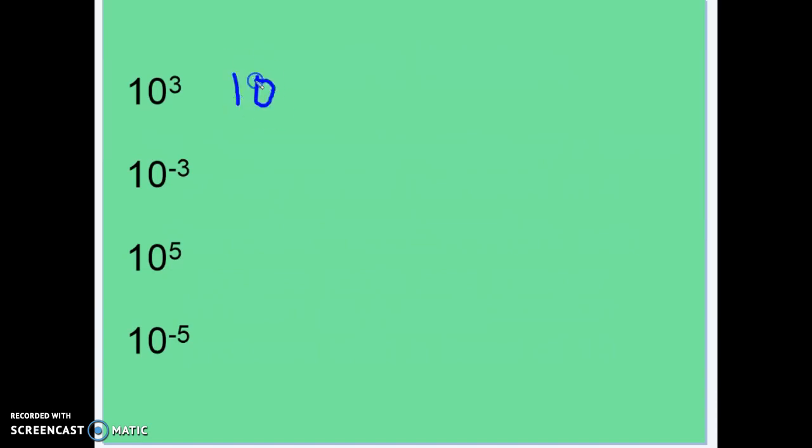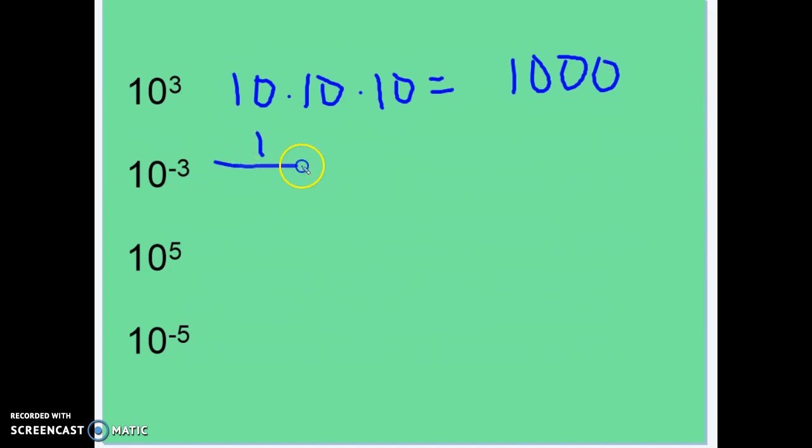That means 10 times 10 times 10, which we know is 1,000. What does 10 to the negative third power mean? Well, that means write it as a fraction because my exponent is negative. So that means 1 over 10 to the third, and then we know that 10 to the third is 1,000. So we have 1 over 1,000.